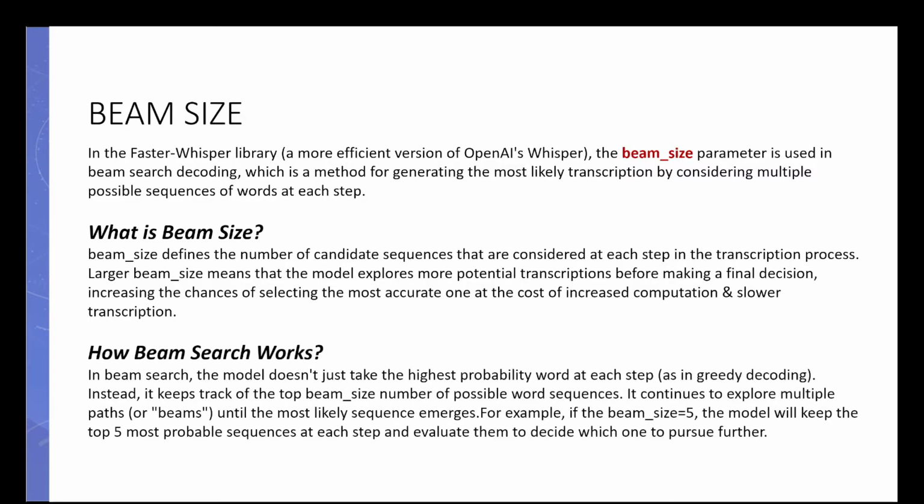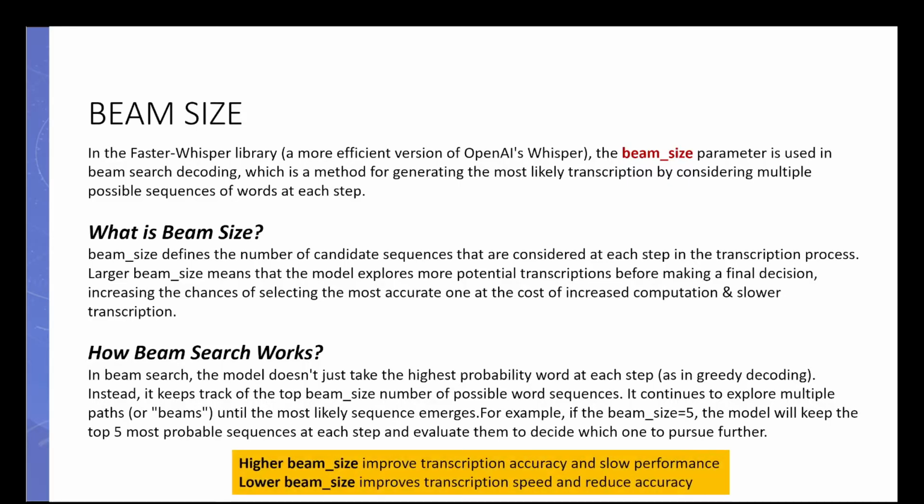So how the beam search works, the model doesn't just take the highest probability word at each step. Instead, it's kind of like keeping a track of the top beam size number of possible word sequences. So if you say, for example, beam size is 5, then you keep the top 5 possible word sequences, and from that then you shortlist the most potential candidate for transcription. So it continues to explore multiple paths until the most likely sequence emerge.